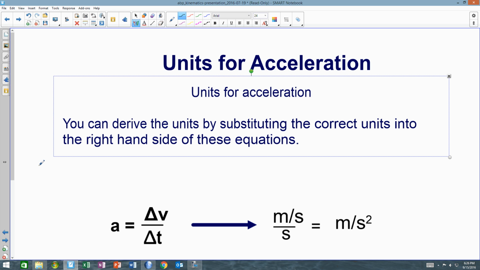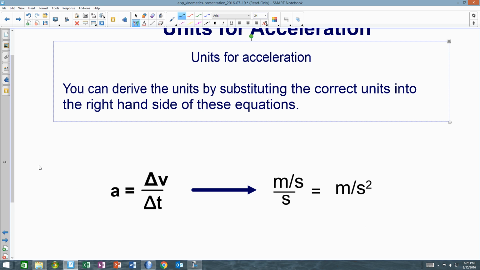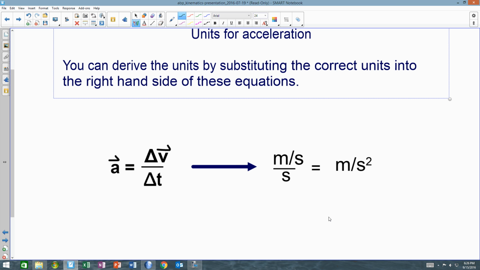The units for acceleration can be derived by looking at the formula. We have delta v over delta t. v has the units of meters per second. t has the units of seconds. A meter per second per second is a meter per second squared.